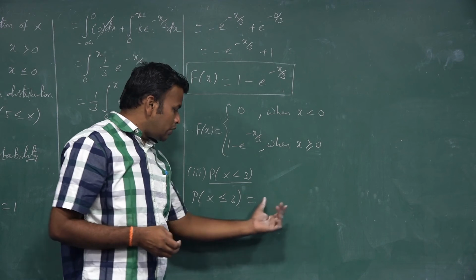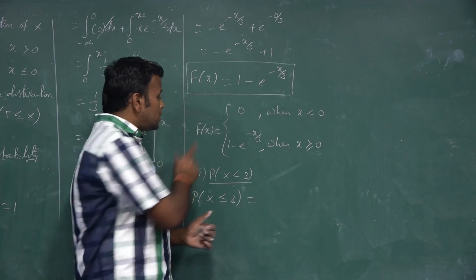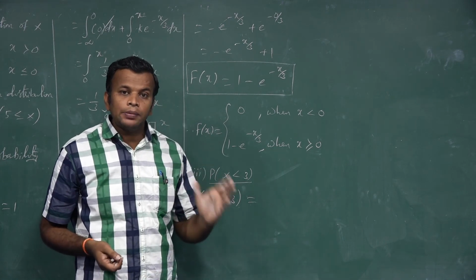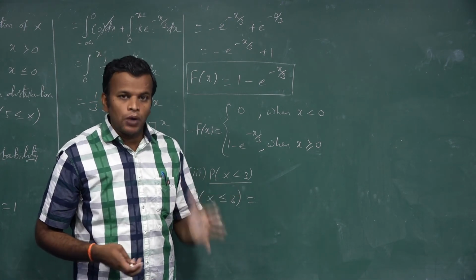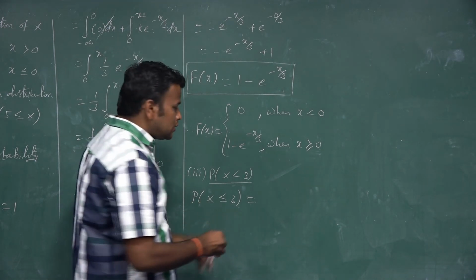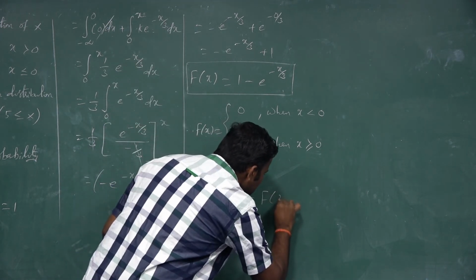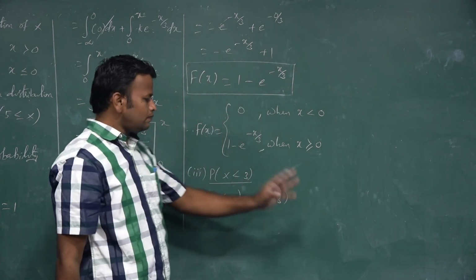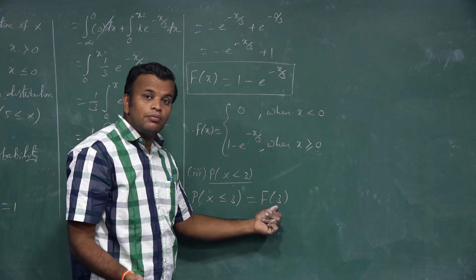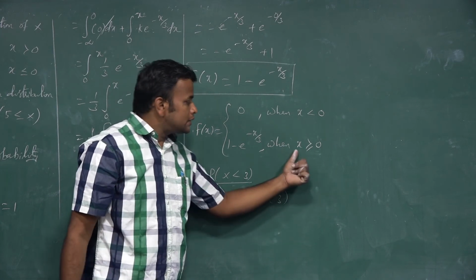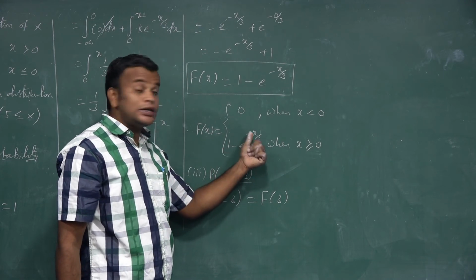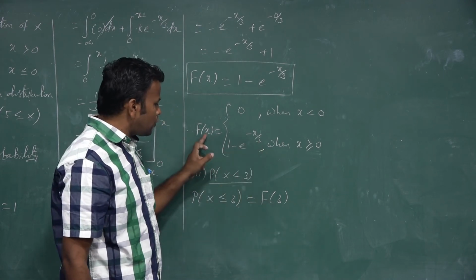So what is the reason, sir, why we write it here? Because we have only capital F of x. The formula of capital F of x is P of capital X less than or equal to small letter x. So how to write P of x less than or equal to 3? That value is just F of 3. You see 3 is a number greater than 0. When x is greater than or equal to 0, F of x is defined as 1 minus e power minus x by 3. But we need exactly F of 3.